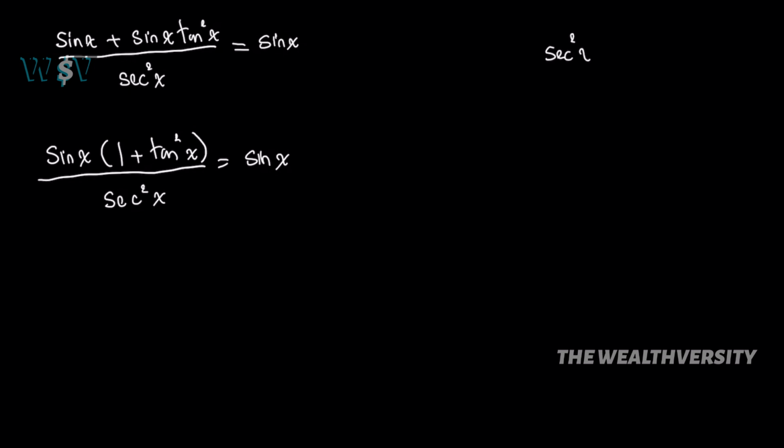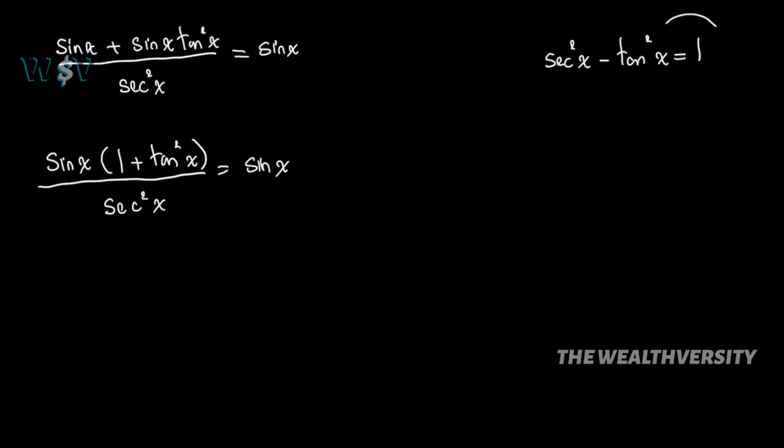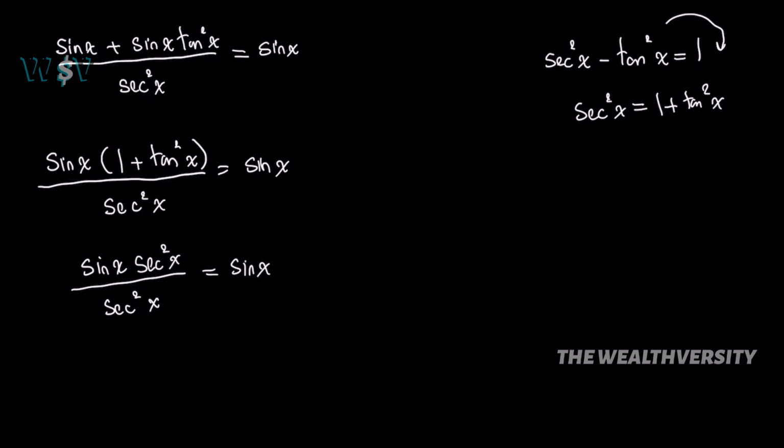Now this makes it simpler because we know that 1 plus tan x squared comes from the trig identity secant x squared minus tan x squared is equal to 1, where secant x squared is equal to 1 plus tan x squared. We sub secant x squared back in the equation, and since the left side is being divided by secant x squared, they cancel completely, which leaves us with sine x is equal to sine x, so left side equals right side, meaning we have successfully proved this identity.